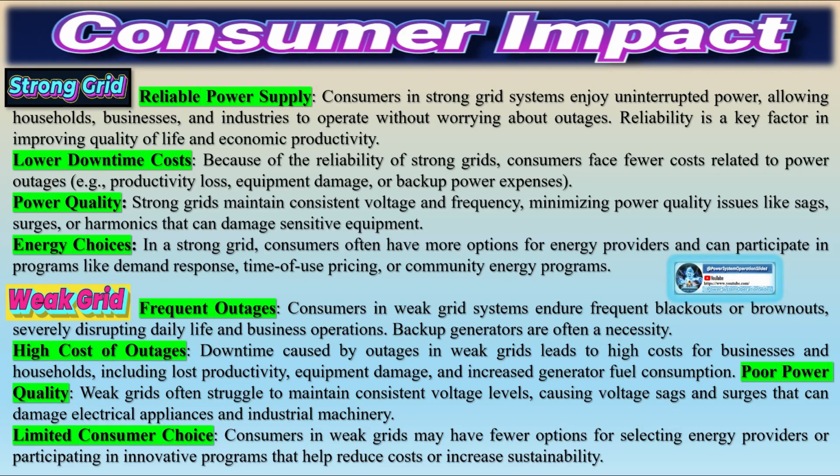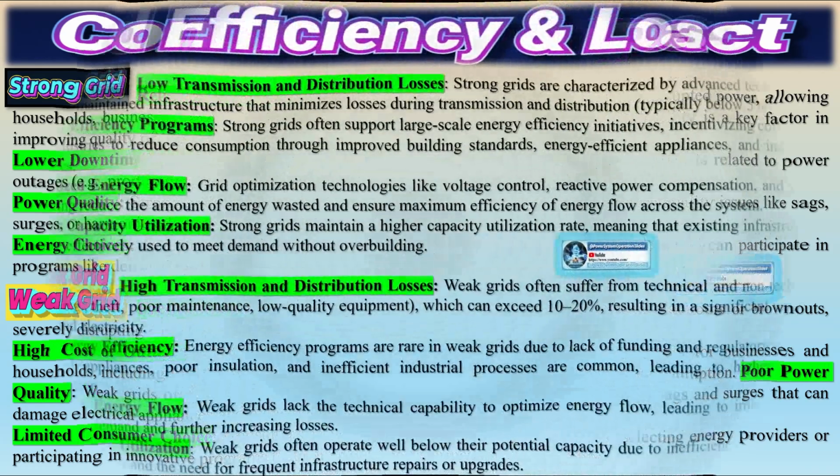Consumers in weak grid systems endure frequent blackouts or brownouts, severely disrupting daily life and business operations. Backup generators are often a necessity. Downtime caused by outages in weak grids leads to high costs for businesses and households, including lost productivity, equipment damage, and increased generator fuel consumption. Weak grids often struggle to maintain consistent voltage levels, causing voltage sags and surges that can damage electrical appliances and industrial machinery. Consumers in weak grids may have fewer options for selecting energy providers or participating in innovative programs that help reduce costs or increase sustainability.